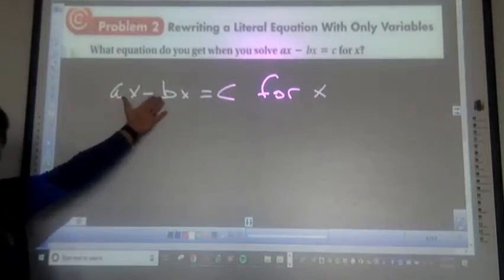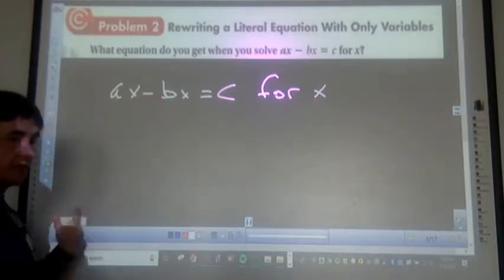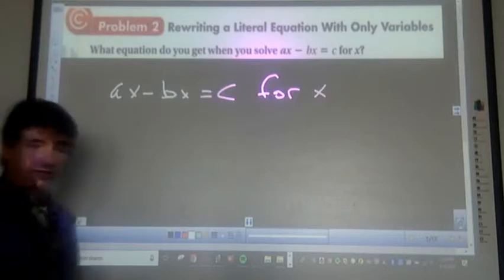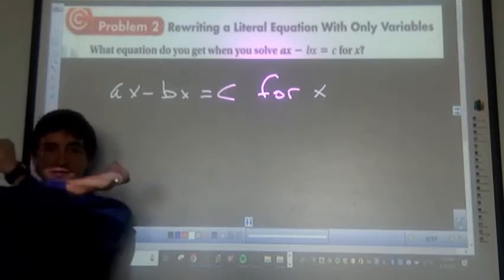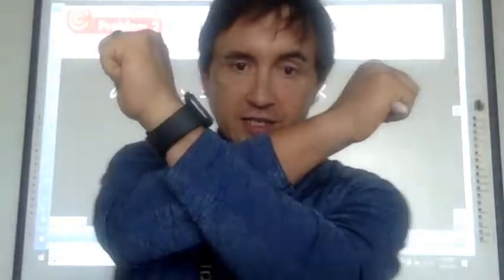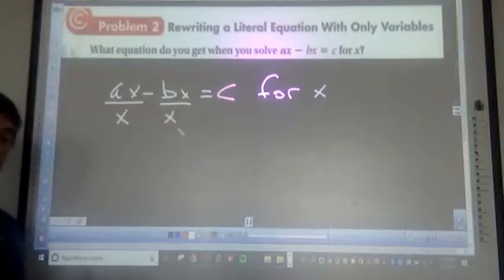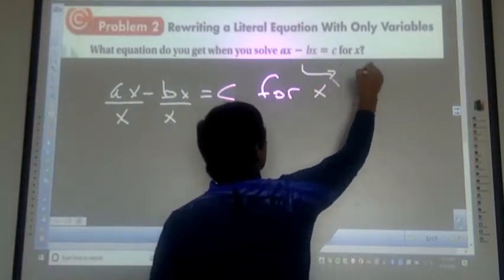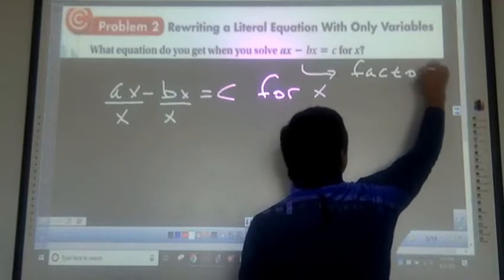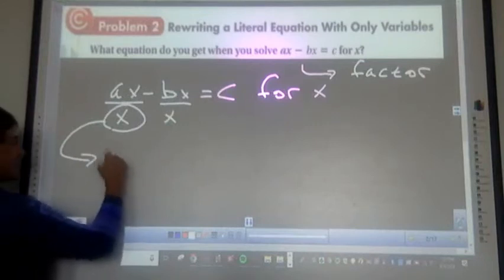What can I divide out if I'm solving for x? The only way to go from 2x's to 1x is to divide out the, show me using your arms or your hands. Not 1. Divide out 2. Divide out the x. Okay? So if I divide x on both sides, the only way to go from 2x's to 1x is to factor. So I always like circling that x. I don't know, I just always have.